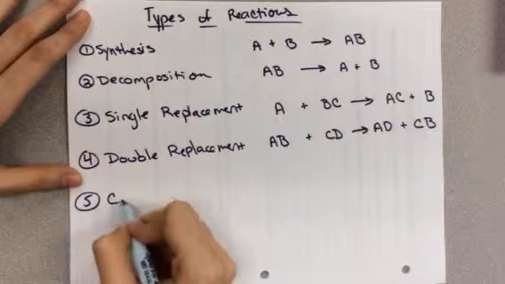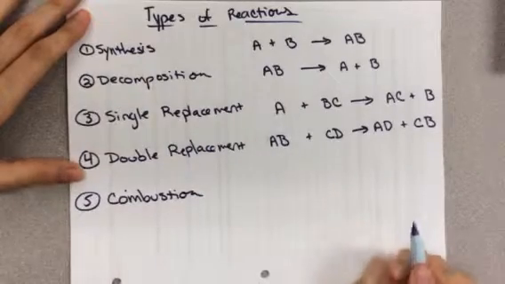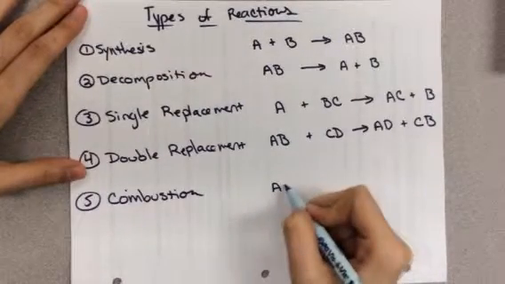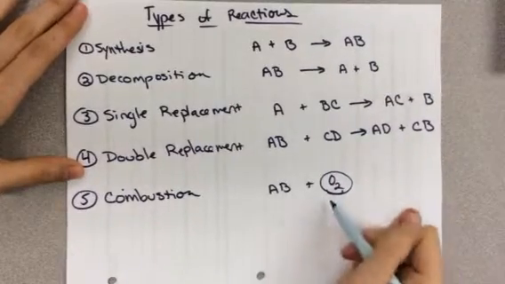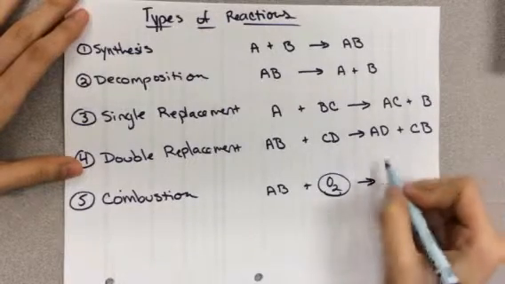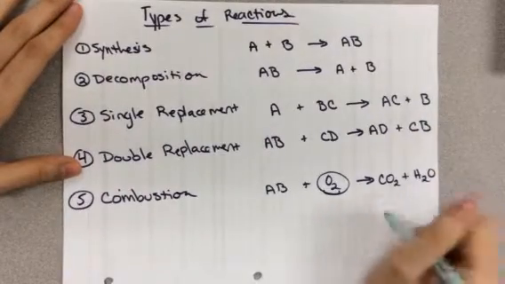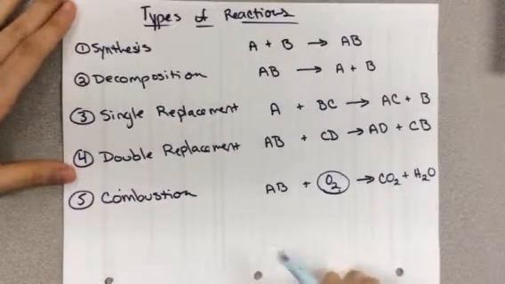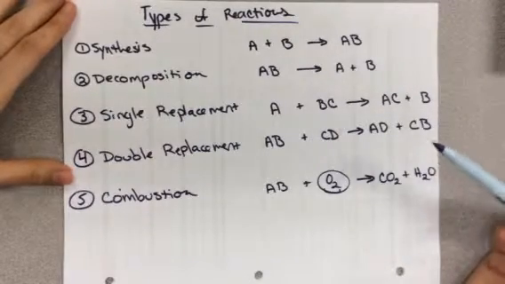The last type of equation or reaction is a combustion reaction. In this case, what you're going to have every time is AB plus O2. It's that O2 that means this is a combustion reaction, and it's always going to result in some CO2 and H2O. There might be some other compounds as well, but you've always got CO2 and H2O. These are the 5 types of reactions. You do need to be able to identify each of them.